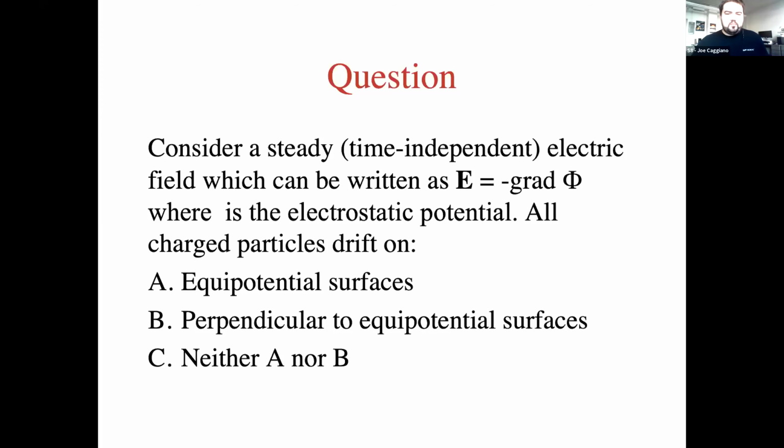Yeah, I would think it would be B, because if you think of the Lorentz force, it would accelerate in the direction of the electric field rather than perpendicular to it, because it's E plus V cross B, or negative E plus V cross B. So it would follow the electric field rather than following the equipotential surfaces. Now, when it comes to the magnetic field, it follows the equipotential surfaces of the magnetic field as it drifts, but not the electric field. Okay, so Joe's answer is B.